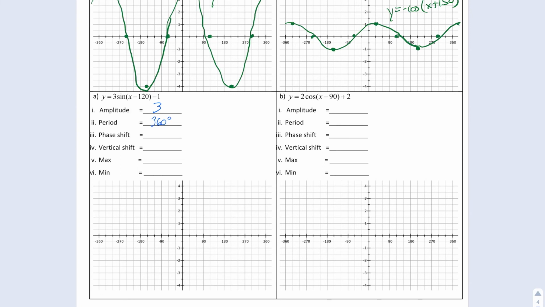So again, amplitude 3, period 360, because we're not changing it. Phase shift plus 120. Vertical shift again, now -1. And then my max, remember it's going to be whatever my A is, only the positive of that. So 3 and then -1, so that becomes 2. And then my minimum is going to be the -3 minus 1, which is -4. And we'll always see that once we do these key points.